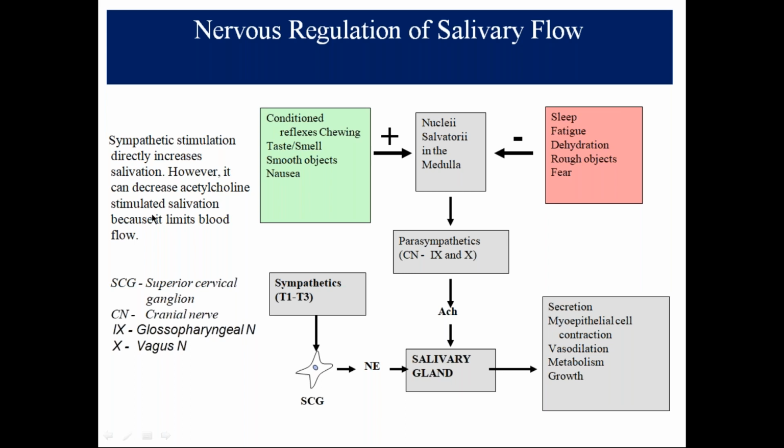However, it can decrease acetylcholine stimulated salivation because it limits the blood flow. So here you can see that both the sympathetic and parasympathetic can increase salivation. But because sympathetic can depress the parasympathetic, it can lead to decrease in salivation also. So the effect of sympathetic stimulation can be both stimulatory as well as inhibitory.